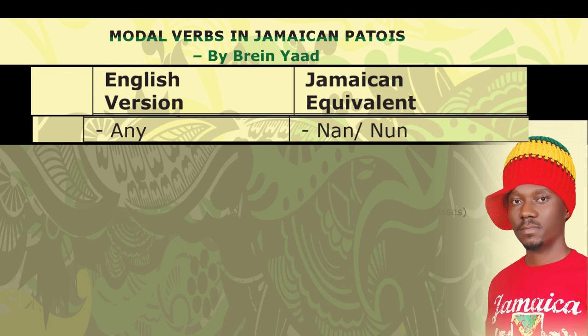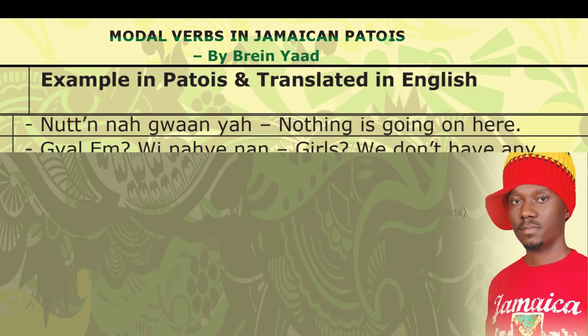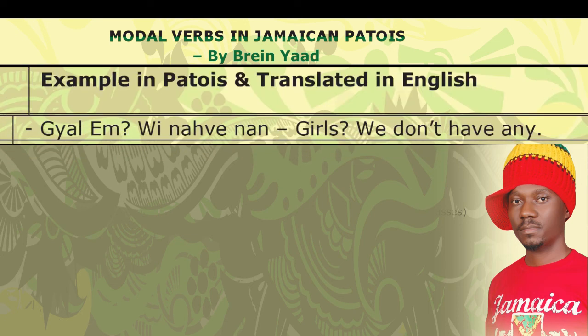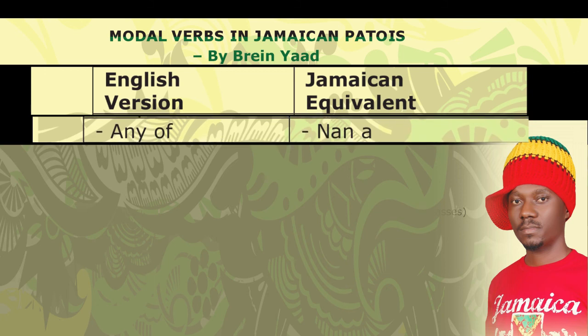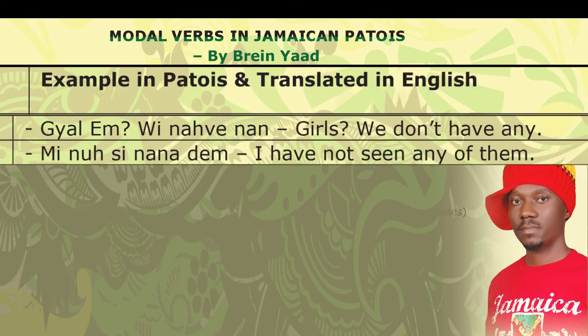And how do you say any? You simply say none. None to mean any. In this case somebody says, "Gyalem, we have none." Meaning, girls, we don't have any. And then, how do you say any of? None of. An example is, "me no see none of them." I don't see any of them. None of them can mean any of them.